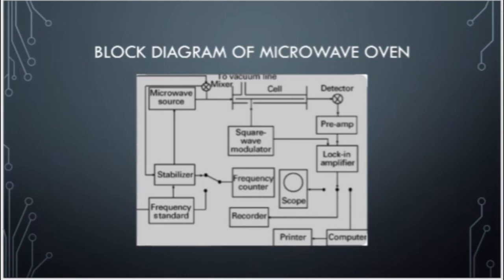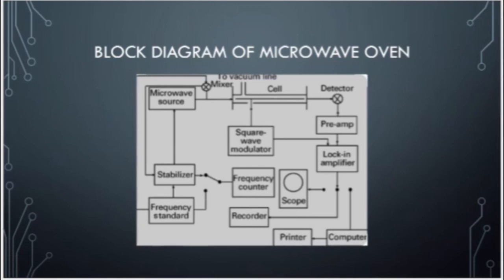Then this is given to a cell, which is given to a detector. A detector basically acts as a demodulator, that means it demodulates the modulated signal. This is given to the preamplifier. The preamplifier amplifies the signal to the required frequency and amplitude as per the requirement and performance of the device. It is amplified before sending it to the modulator or lock-in amplifier. That is why we call it a preamplifier.